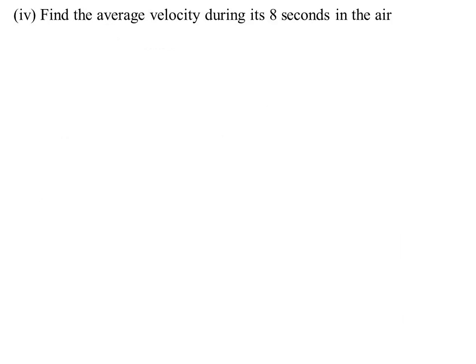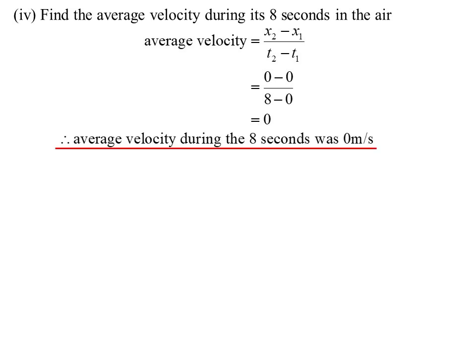Well, what's the average velocity during the whole 8 seconds it's in the air? And this is where we get a really weird answer, because we get 0. What? So on average, it's not moving at all. But that's because we're talking about displacement and not distance. And as far as displacement is concerned, yeah, we didn't move. We started at this point. After 8 seconds, we're back at the same point. We didn't move. So the average velocity was 0.